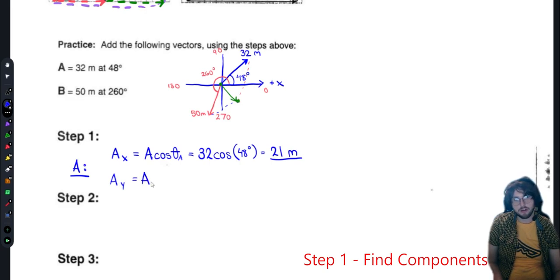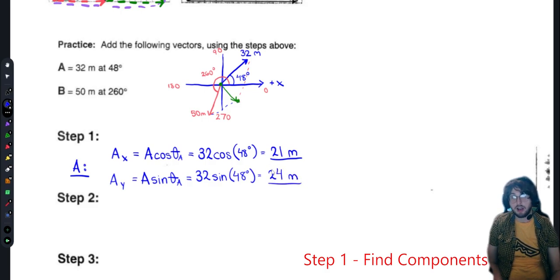Now remember, in this case, vertical is generally associated with sine of theta. So it'll be a times sine of theta a. And that's going to equal 32 times sine of 48 degrees. And that should give you a magnitude of about 24 meters if you run that through your calculator. If you're not getting these numbers, make sure that your calculator's in degrees. Math teachers love radians, and so you're going to be doing a lot of switching back and forth between degrees in physics and radians in math, especially if you're in pre-cal. So keep that in mind.